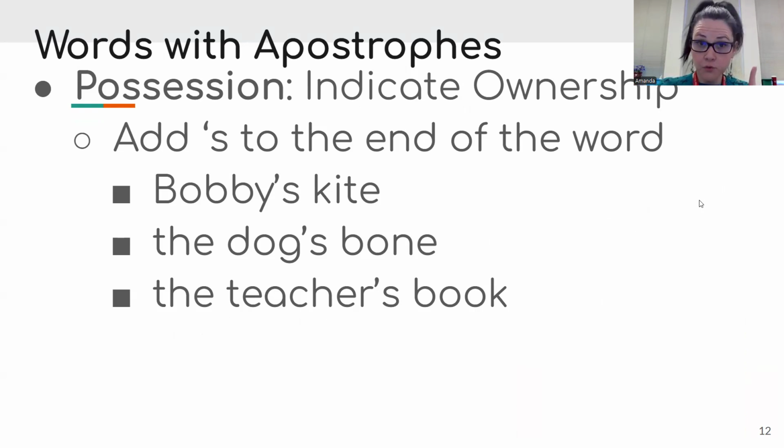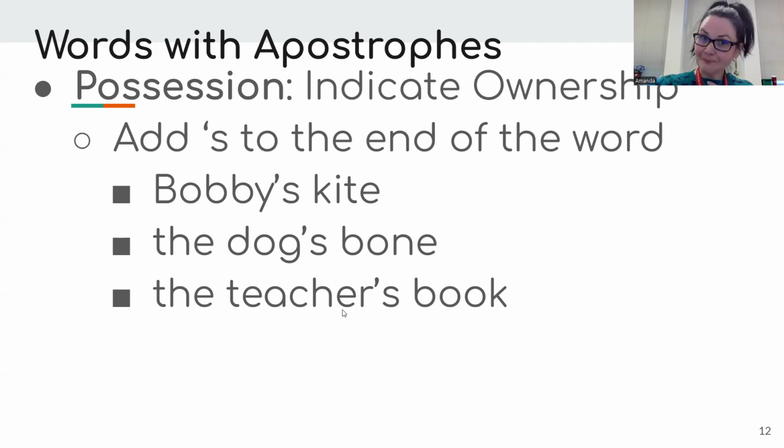So our first rule, rule one, is you add apostrophe S to the end of the word. For example, Bobby, that is a boy or a girl's name. Apostrophe S, it becomes possessive. Bobby's kite. The dog, singular, one dog, apostrophe S, it becomes the dog's bone. So the bone belongs to the dog.